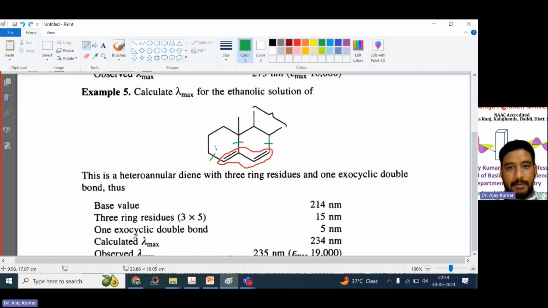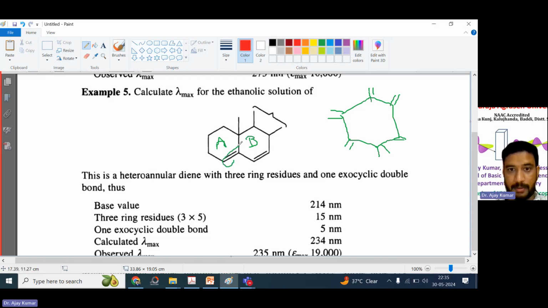And again there is one exocyclic double bond. If I mark this as ring A and ring B, again I have told that we have to identify such types of structure, either this, or this, or this one. So if we talk about ring A, ring A has no exocyclic double bond, whereas ring B has this particular double bond, which corresponds to the exocyclic double bond to ring B, because this corresponds to this structure. For the exocyclic double bond, there is an increment of 5 nanometers. So in total we have 234 nanometer for this particular diene.